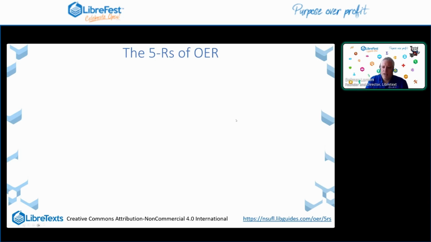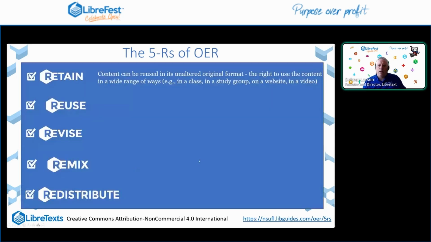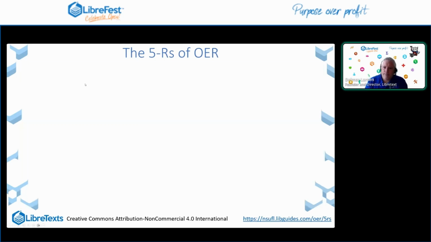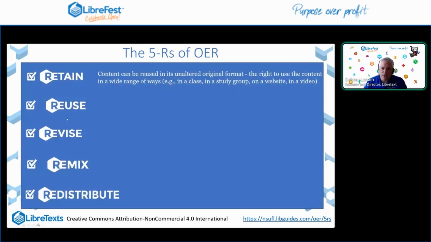So let's talk about the 5 Rs. It's retain, reuse, revise, remix, and redistribute. So these are the 5 permissions. If you don't have the ability, by the license, to do all 5 of these things, I personally and most people in the community say that this is not OER. It may give you permissions to do certain things, but it's not within the scope of OER, or it's not sufficiently open for us to be able to do these things.